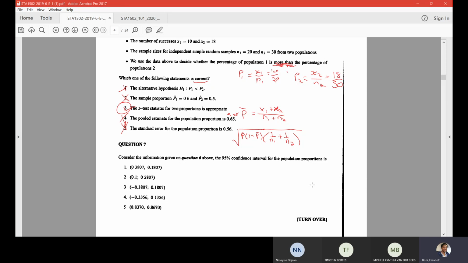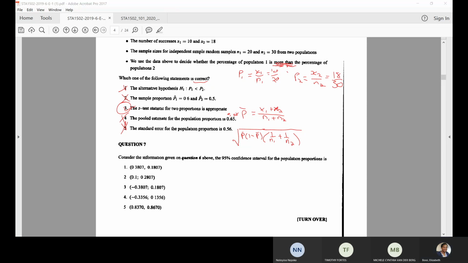It says, given the information on question 6 above, the 95% confidence interval for the population proportion is... So now, oh gosh, you needed to calculate the standard error, because now we need to use the information from the previous question to calculate the confidence interval.